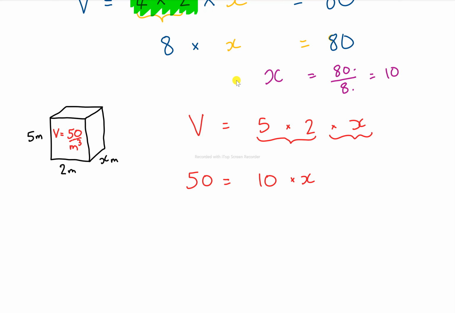Now what did I do with these two numbers? So I'm going to divide the volume by 10, this number here. So I'm going to write it out like this. Look, 50 divided by, I like that line, 10. How many 10s are there in 50? 5. So the answer is 5 meters.